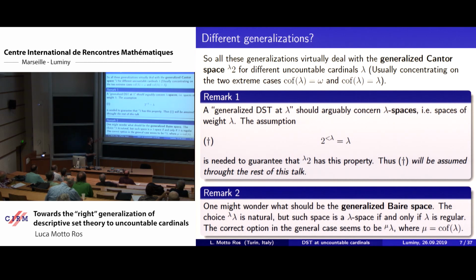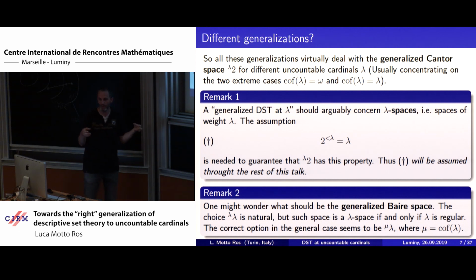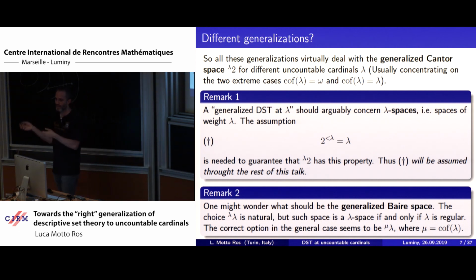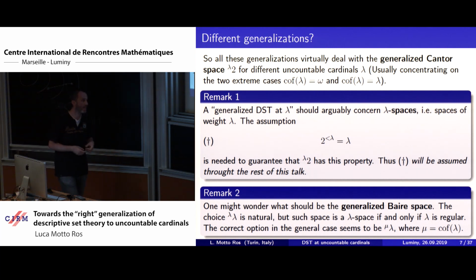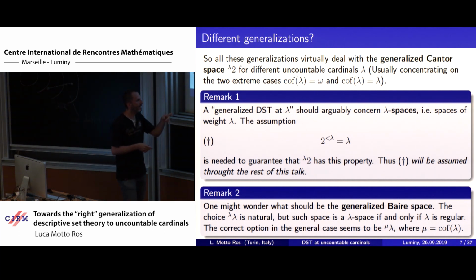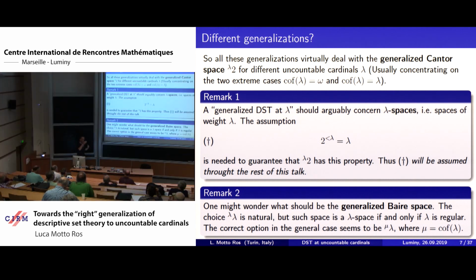Well, one option is lambda to the lambda. This works fine in the regular case, there is no problem there. But if lambda is singular, if you do lambda to the lambda with the bounded topology, again, the base is too large because it's larger than lambda to the cofinality of lambda, which is larger than lambda, therefore the weight is too wide of the space. So the right choice you will see is to take lambda to the mu, where mu is the cofinality. So if it is singular, it's like a shorter space, and the height is just mu. If it's regular, it's the usual lambda to the lambda.